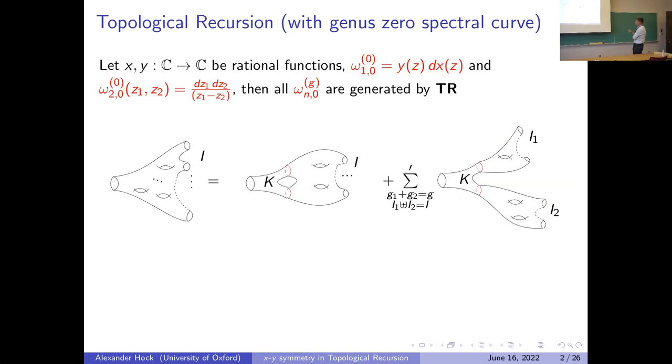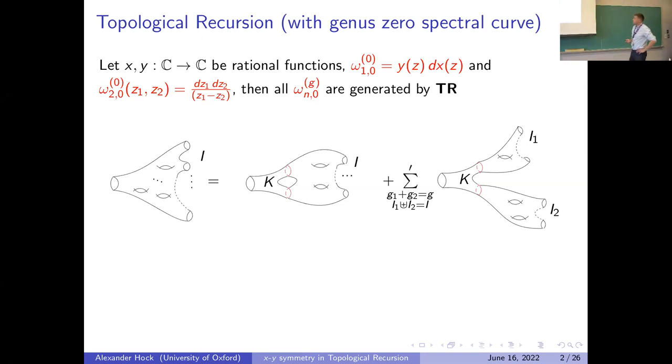And what you do in topological recursion is then that you take the residue. So there's a residue formula where you sum over all residues at the ramification points of x, and you compute omega g, n, 0. So the ramification points of x are defined, just to be complete, by x prime of z equal to 0. So this defines the ramification point at z, where this is fulfilled.